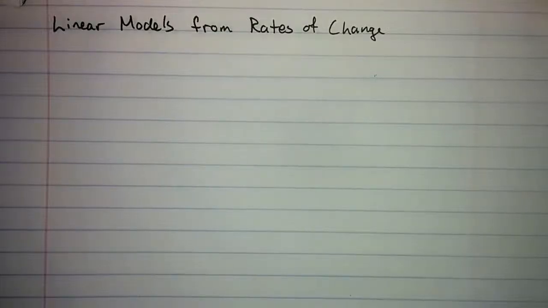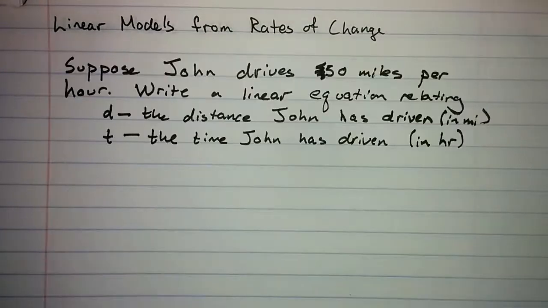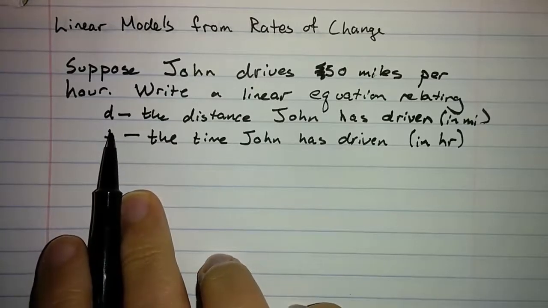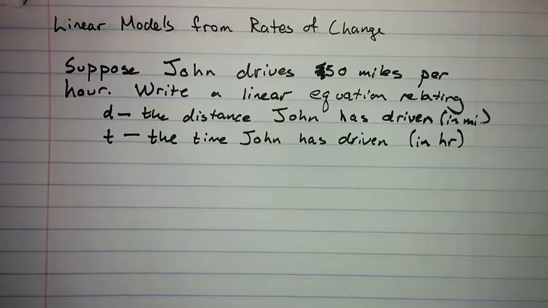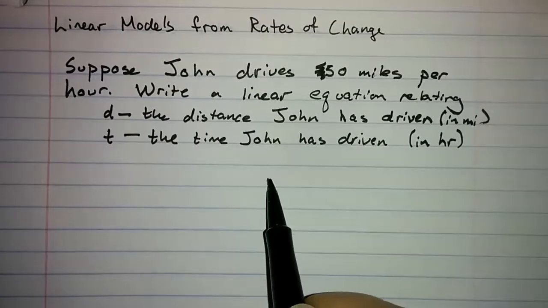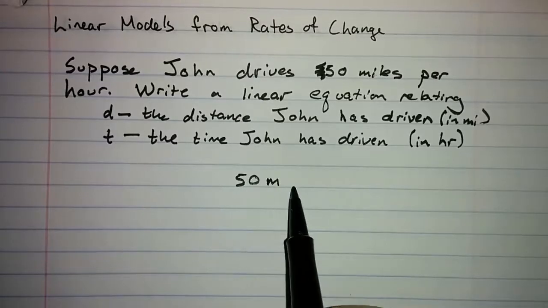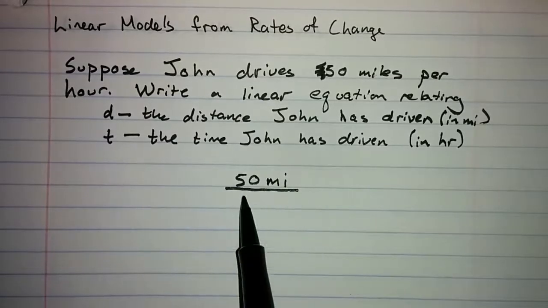More generally, we get linear models whenever something has a constant rate of change. Now, in many cases, we can think of this using proportions. For example, suppose that John drives 50 miles per hour. We want to write a linear equation relating the distance that John has driven to the time that he's driven. We can think of this 50 miles an hour as 50 miles per 1 hour.